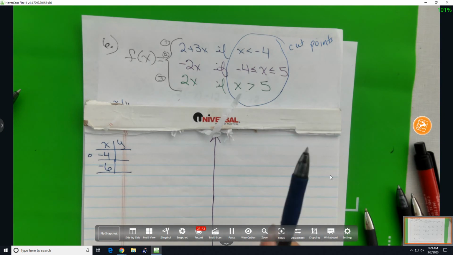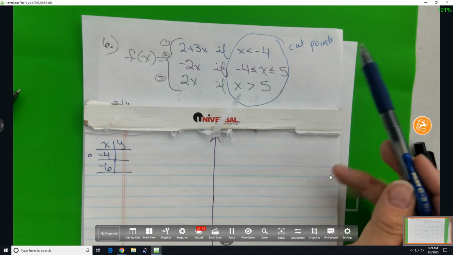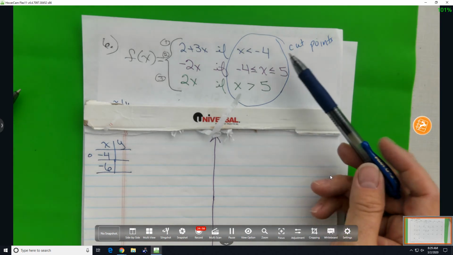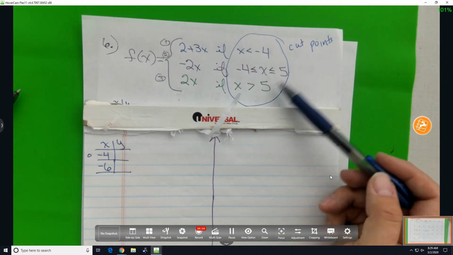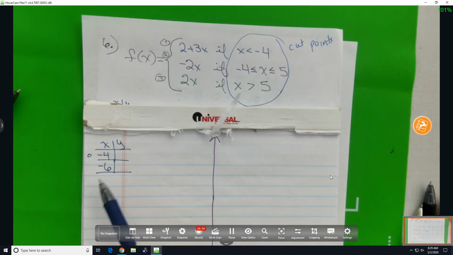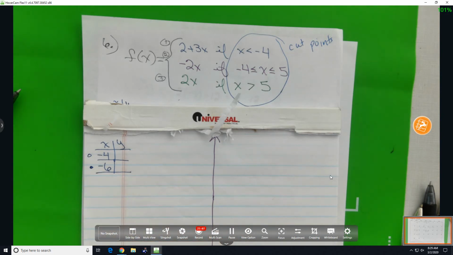Now realize, is -6 a cut point, the number that you just made up? What are the only cut points in this problem? -4 and 5. So negative 6 isn't a cut point. The points that you just make up on your own are automatically regular closed dots. They look like closed circles, but they're just dots.